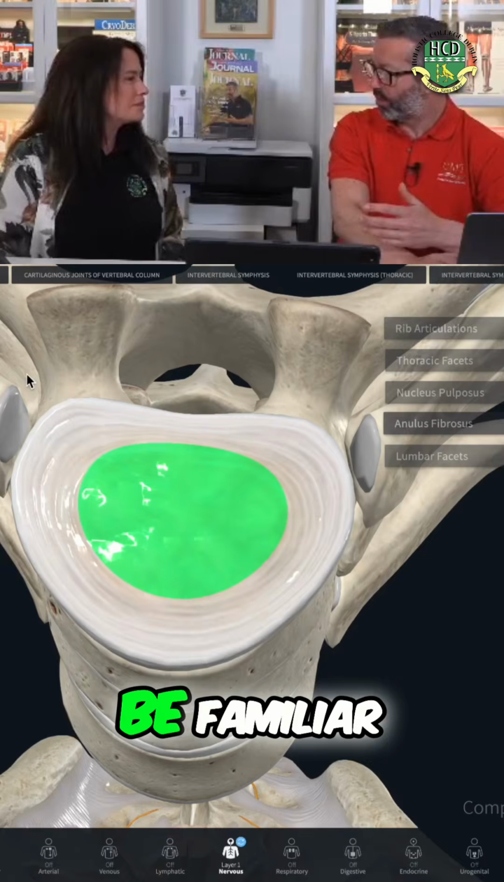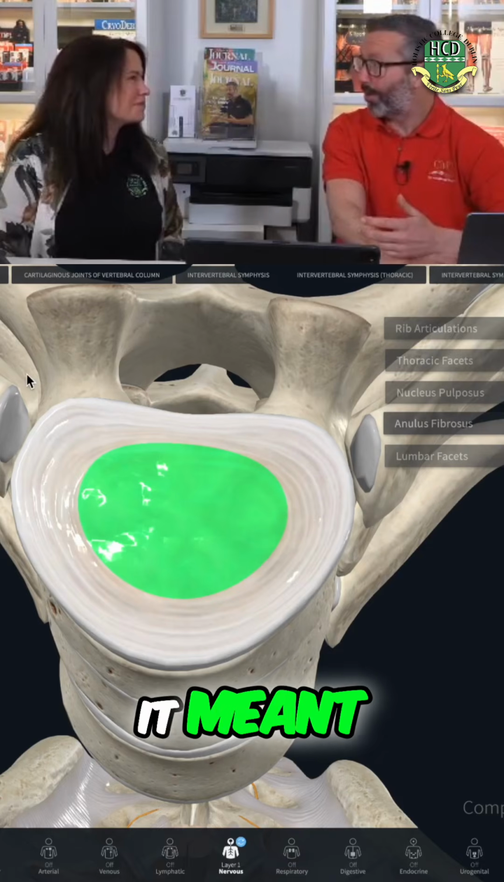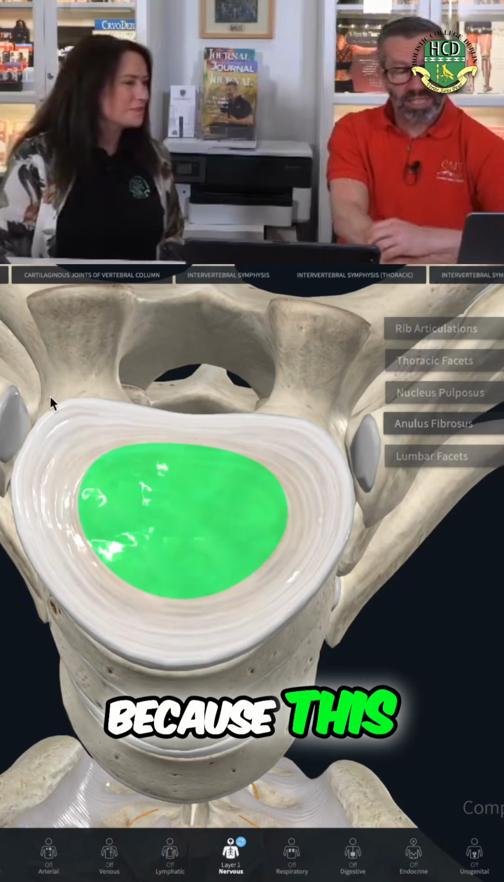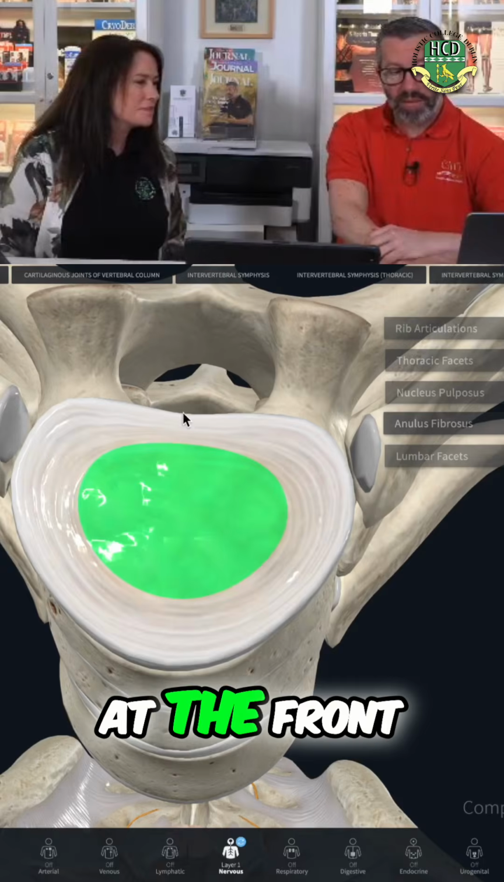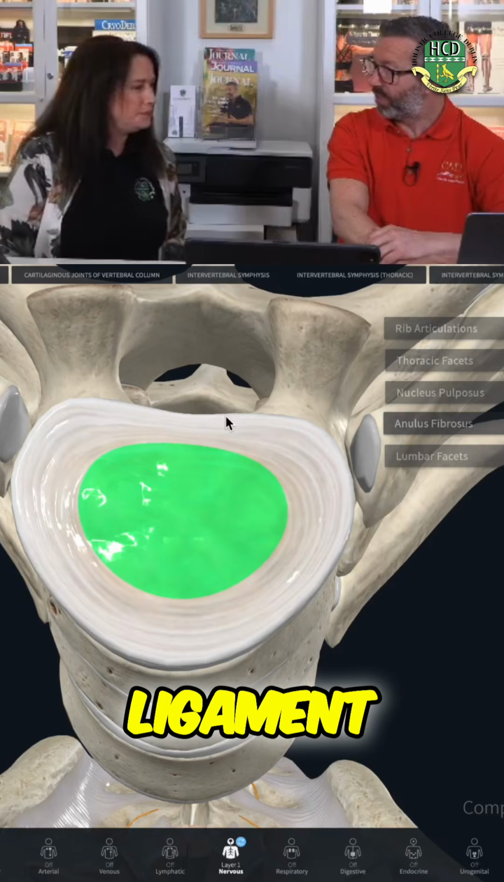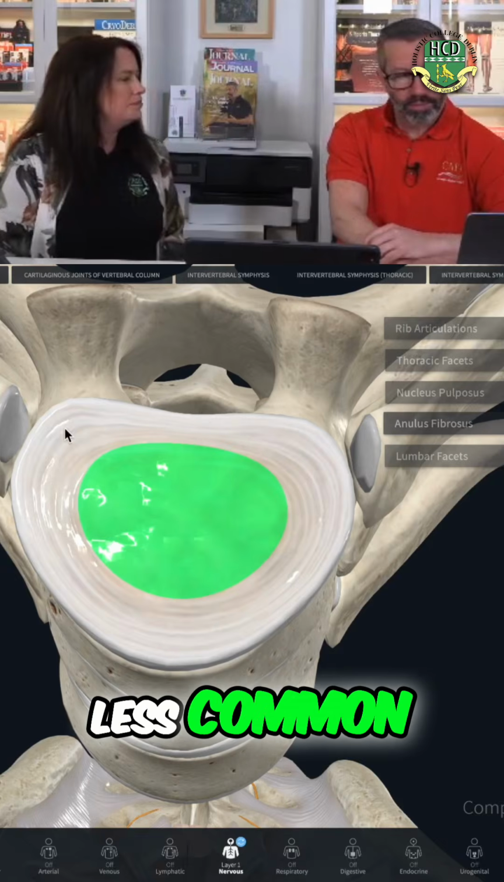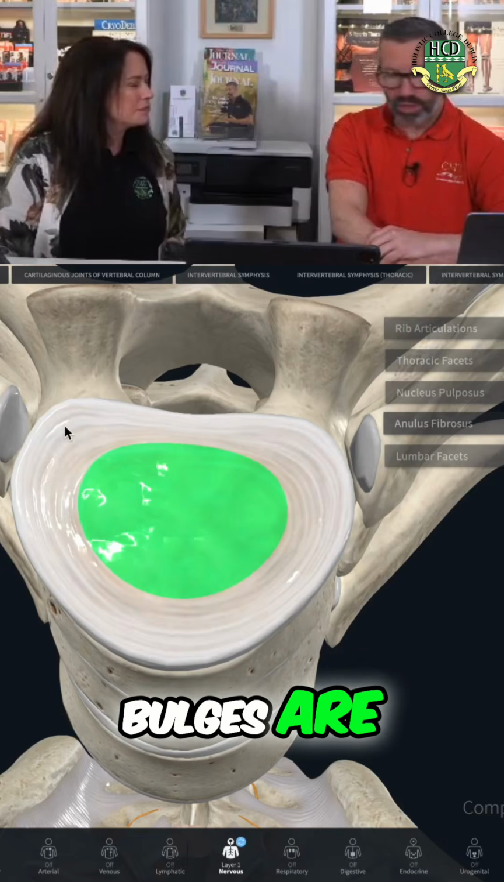People who've had MRIs will probably be familiar with that terminology. They might not have known what it meant, but it basically means to the back and to the side. Posterior, to the back; lateral, out to the side. Because this area doesn't really have as much support. At the front we have a ligament and at the back we have a ligament. So anterior bulges and posterior bulges are less common, whereas these posterior lateral bulges are pretty common.